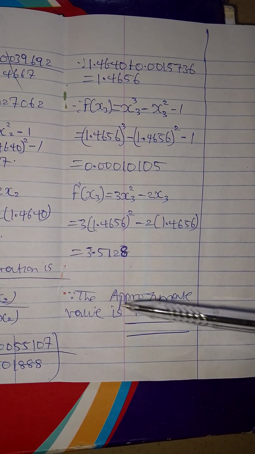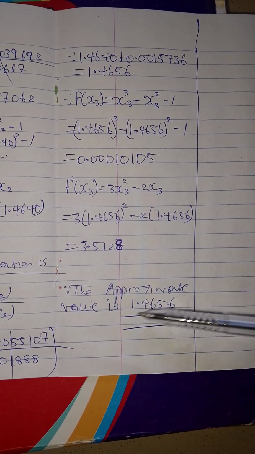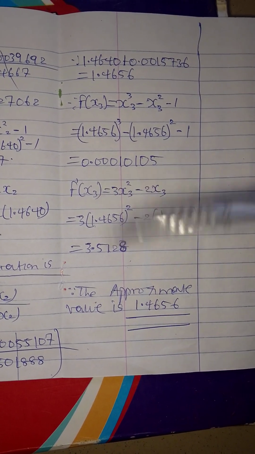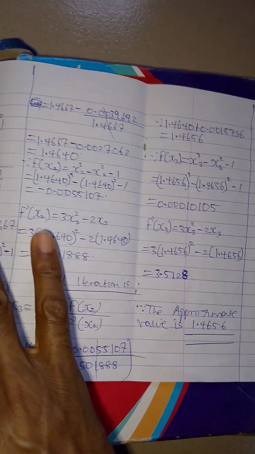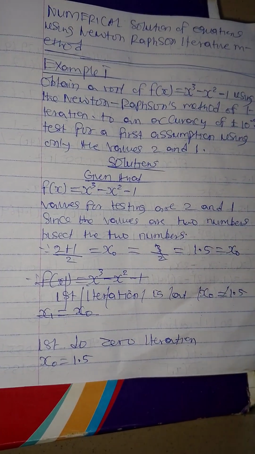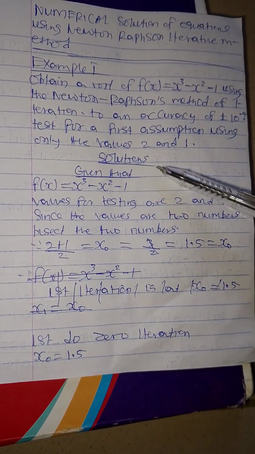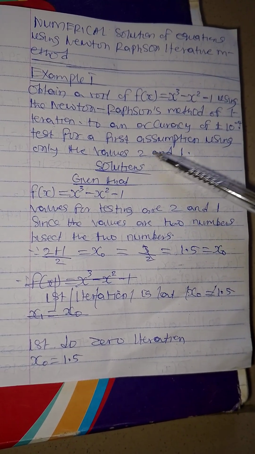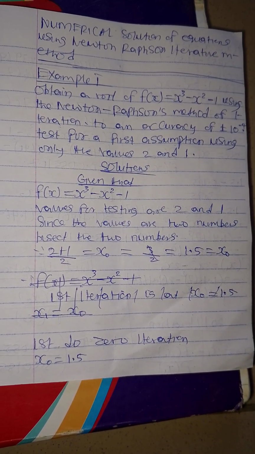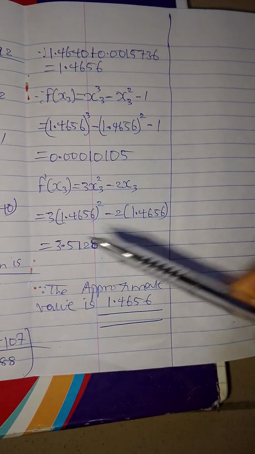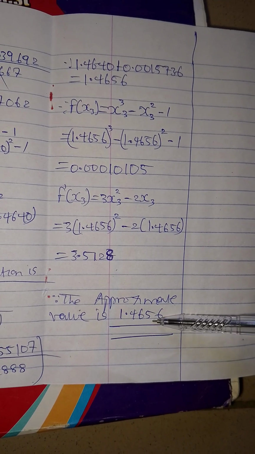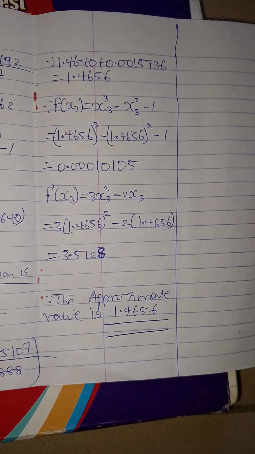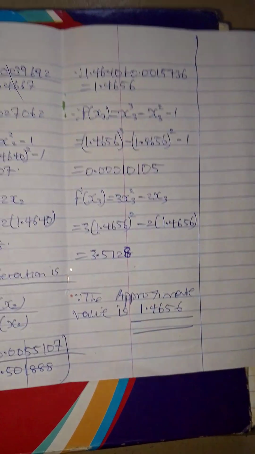Now the final answer, the approximate value, is 1.4656, which is my third iteration, since the sum of the total value for the testing is 2 plus 1, which is 3. So it means the approximate value is the third iteration. Therefore the final answer, the approximate value, is 1.46546. That's the final answer. Very, very simple.